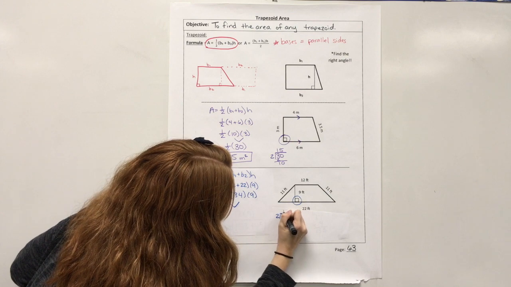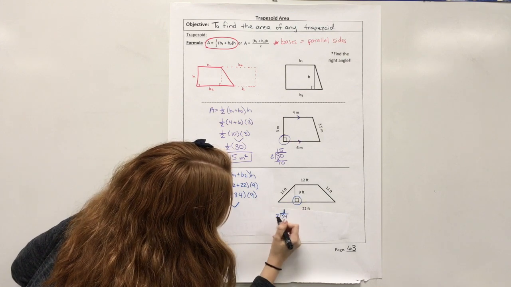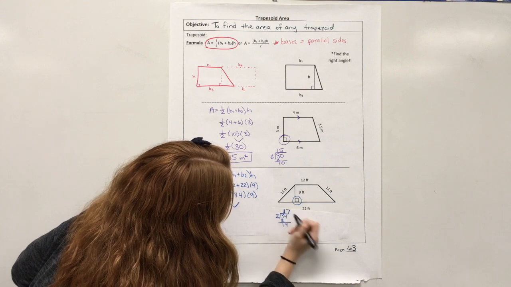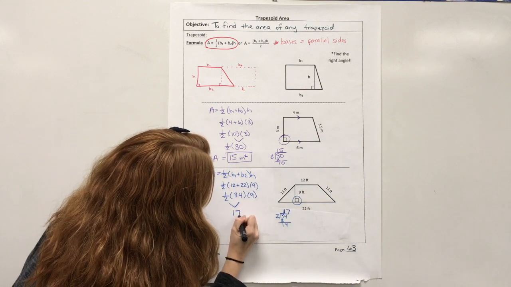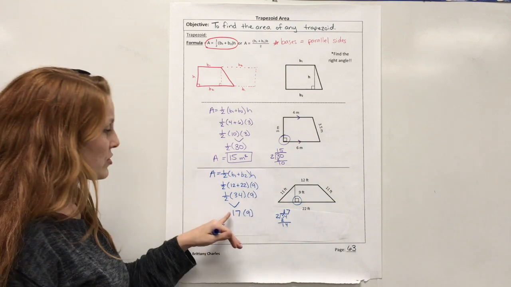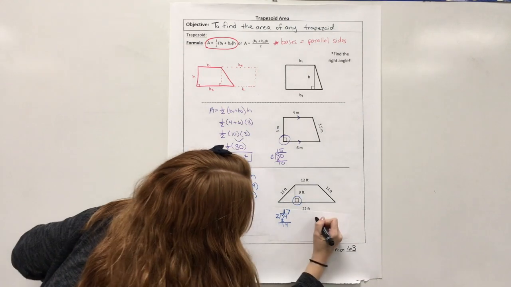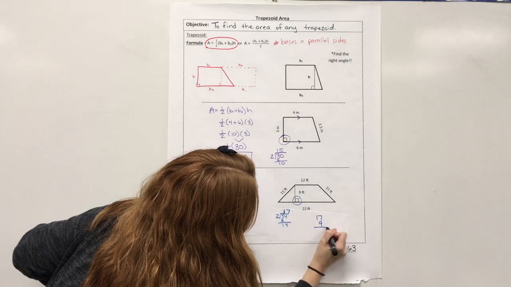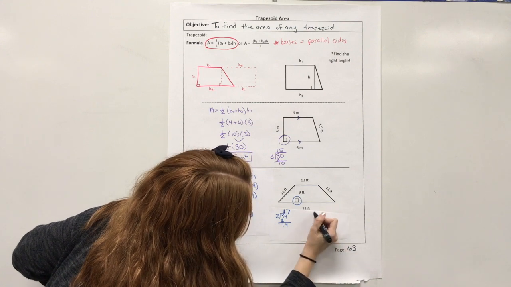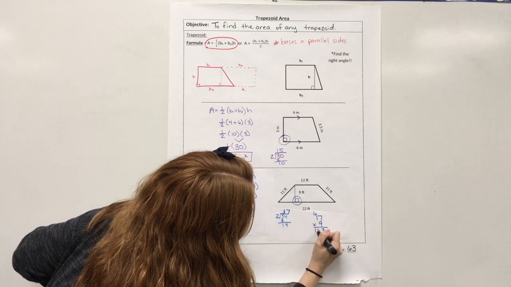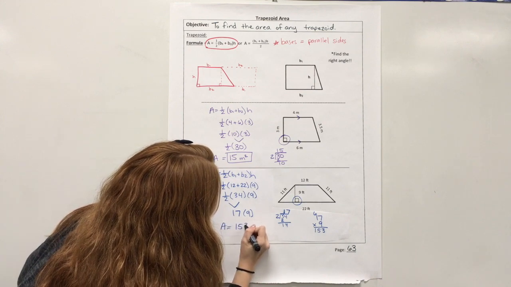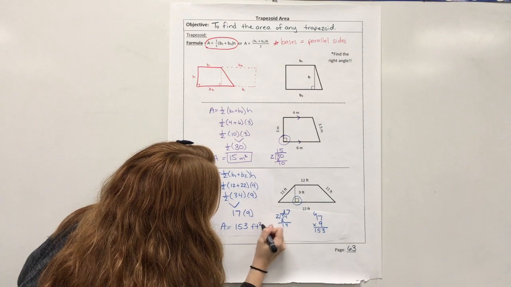Okay, 2 goes into 3 once, and that's 2. Bring down the 4, 2 goes into 14 7 times. So that would be 17. And then I'm going to bring down the times 9. So now I just need to do 17 times 9. So 17 times 9, that would be 63. And 9, 10, 11, 12, 13, 14, 15. So this would be area equals 153 feet squared.